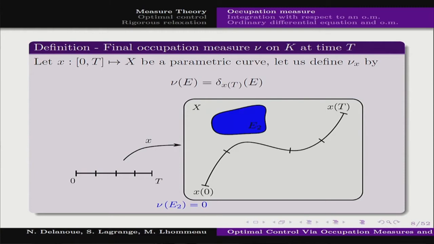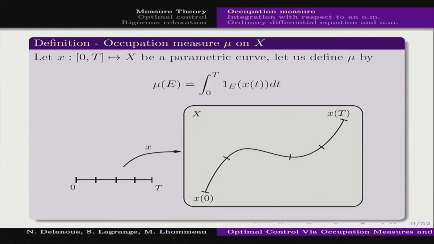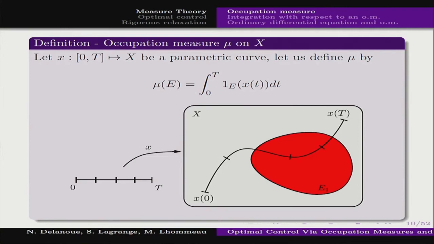Now there is a second occupation measure that I need to define. This one is a bit different. It's going to count how long my trajectory stays inside the set. So for example, if you take this set E1, I'm going to assign a non-negative number to it. It's going to be how long my trajectory stays inside the set E1.